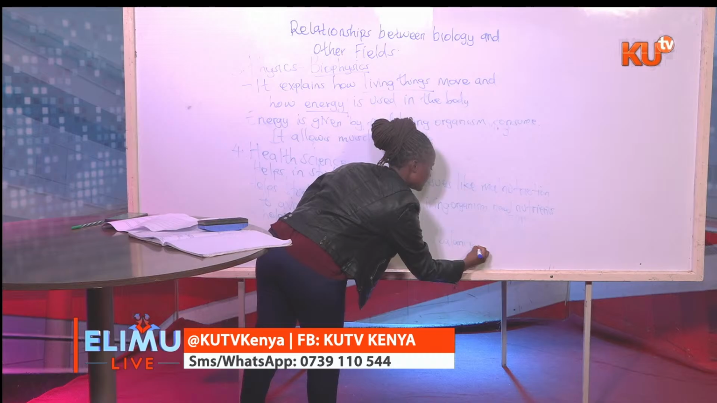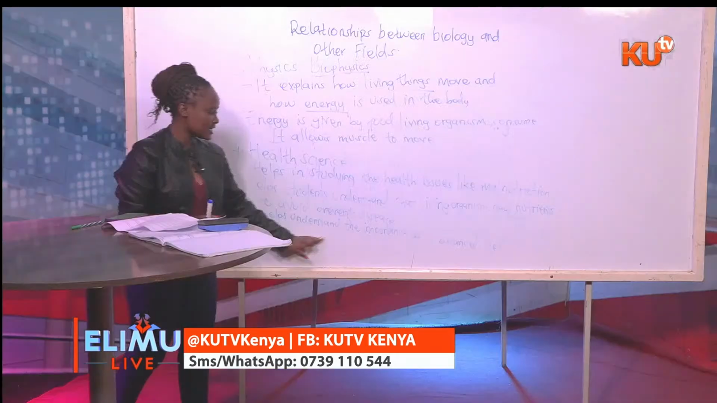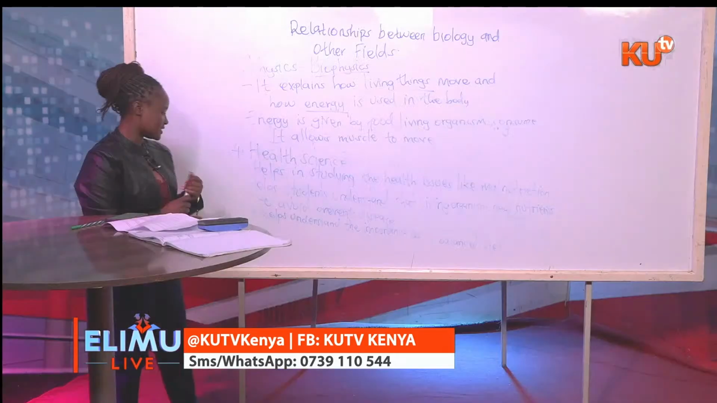So, the relationship between biology and our field here, health science: it helps in studying health issues like malnutrition, and helps students understand that living organisms need nutrients to prevent or avoid diseases. It helps us understand the importance of a balanced diet.